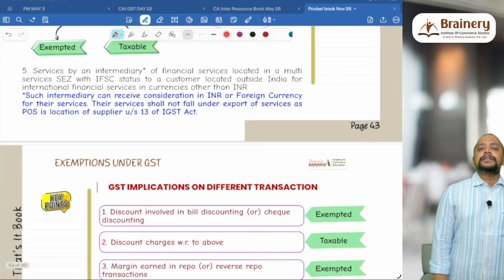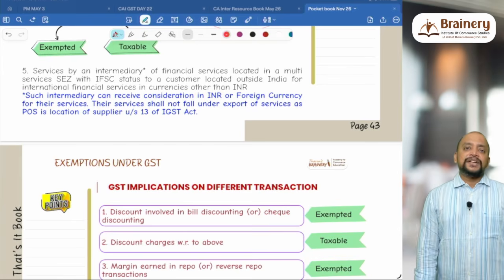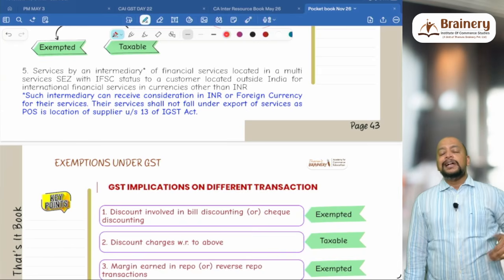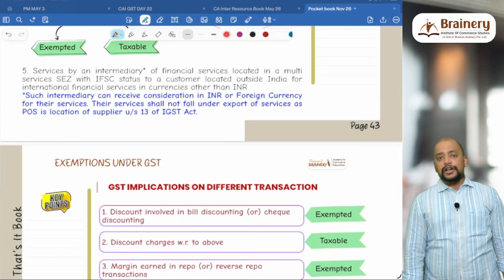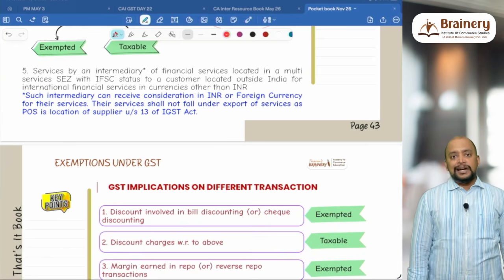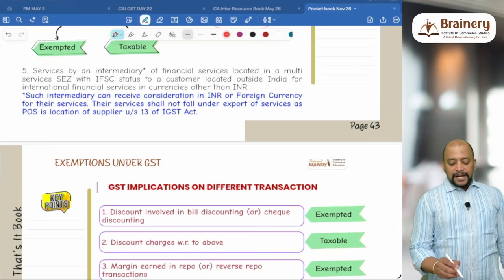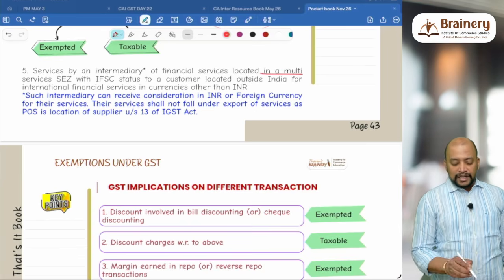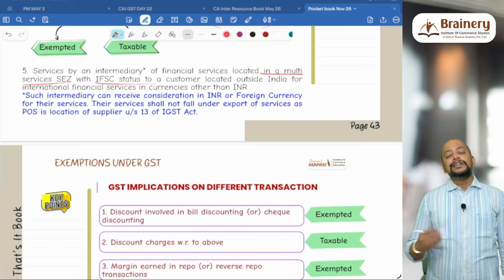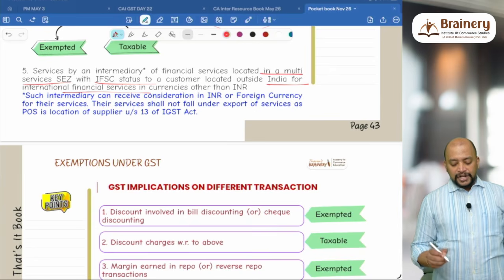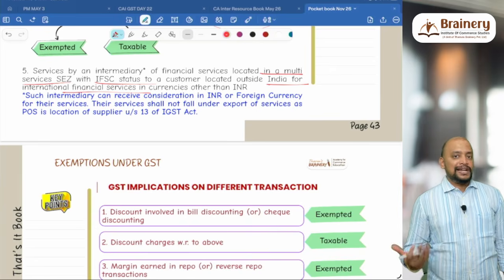Then there is an intermediary who is located in a multi-service SEZ, and they are providing services to their customers outside India, and they deal with currencies other than Indian rupees. So that intermediary in India is exempted from payment of GST. So services by an intermediary of financial service located in a multi-service SEZ with IFSC status to provide services to their customer located outside India for international financial service in currencies other than Indian rupees.